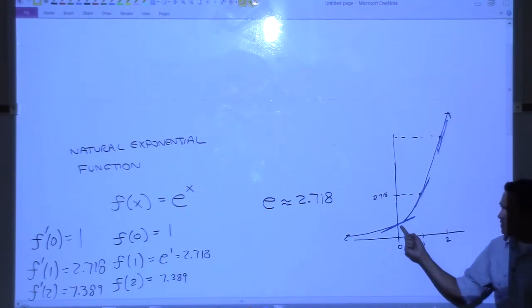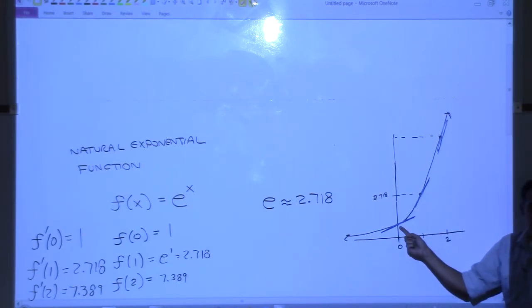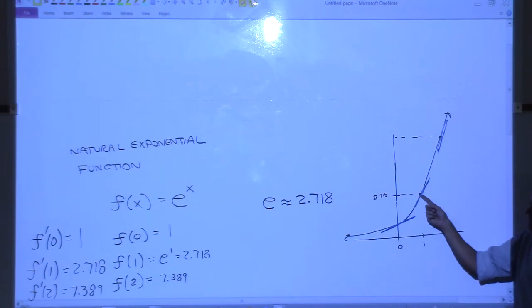So what is the slope of this line on the e to the x function? 1. What is the slope of this line? 2.718. What is the slope of this one?